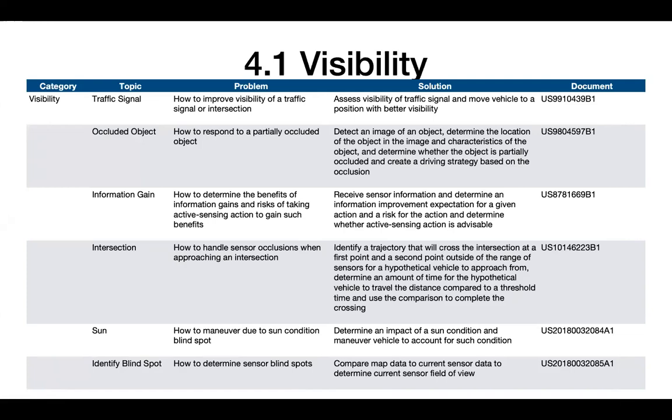What about at an intersection? How do I handle sensor occlusions there? Identify a trajectory that will cross the intersection at a first point and then a second point outside of the range of the sensors for a hypothetical vehicle to be approaching me from. So I'm trying to guess if somebody else is coming from a blind area and determine the amount of time it would take them to come from that area and travel that distance compared to a threshold time, and use that to complete my crossing.